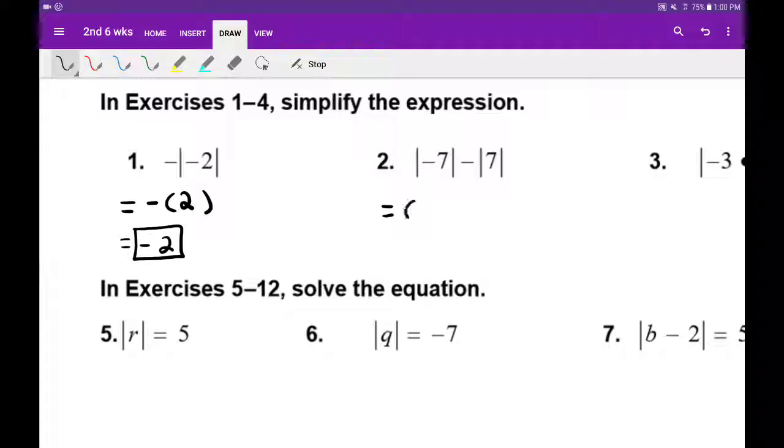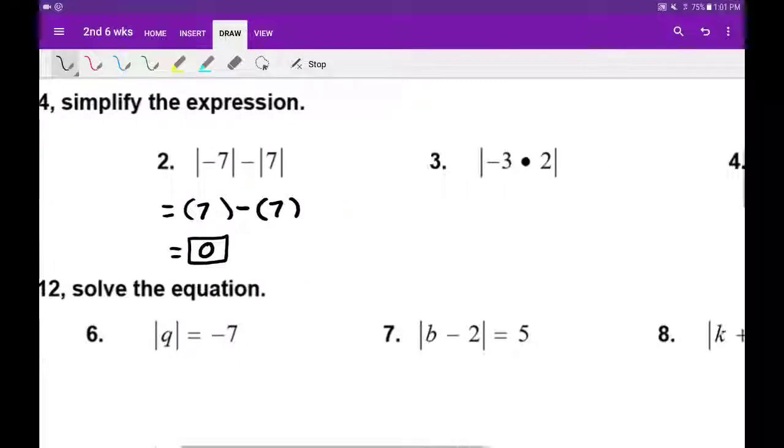Okay, same for this one. So absolute value of negative 7 minus absolute value of positive 7. Absolute value of negative 7 is positive 7. Absolute value of positive 7 is also positive 7. And we've got the minus sign in between. So then we've got 7 minus 7, and of course, that is going to be 0.